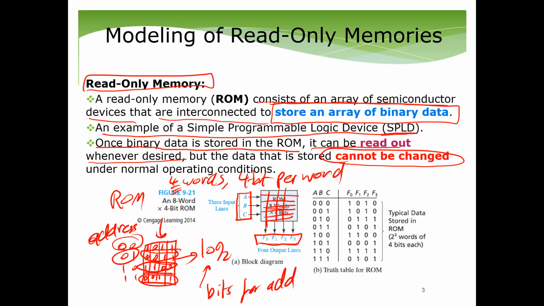How to use the ROM? If you have a truth table like this, we have 3 inputs and we have 4 functions. Each input combination will match to a value for each of these functions. 3-bit inputs mean I have 8 words, and the number of functions I can implement is 4. That means this ROM has to hold 4 bits per word.